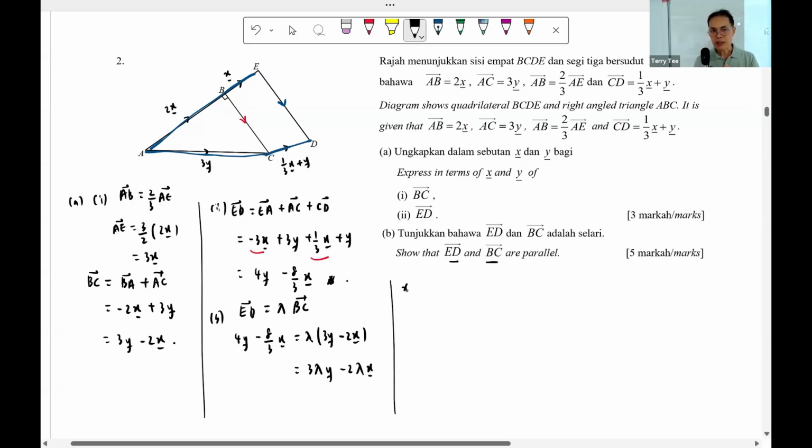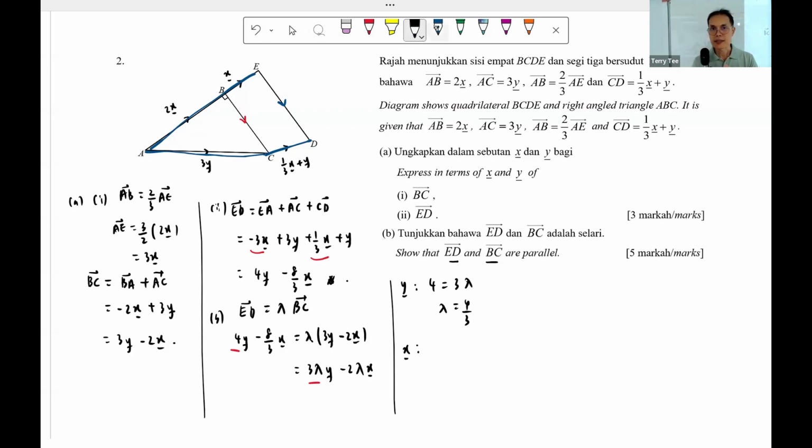Okay, now we begin by comparing the coefficient of your y. Coefficient means the number in front. Number in front of y. Maybe I just highlight, the number in front of y is 4. And on my right hand side, sorry, I wrote x, right? Maybe I start with y. Yeah, start with y. Y is the first term here. So 4 equals to 3 lambda. Your lambda is 4/3. Then your coefficient of x, the number in front, is minus 8/3.